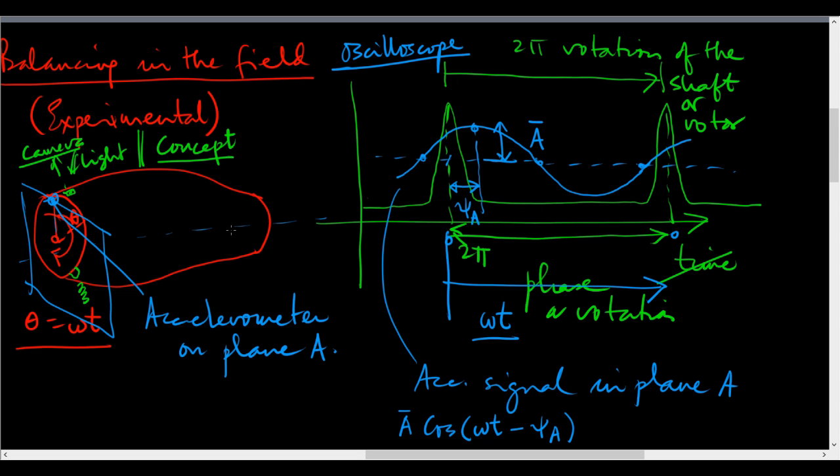If it was perfectly balanced, you would get no vibration here. In reality, in an experiment, you would get some vibration, but over here, in theory, you will not. And in experiment, if it is small enough, you will say that it is balanced. Okay. Now, similarly, there is a plane B.